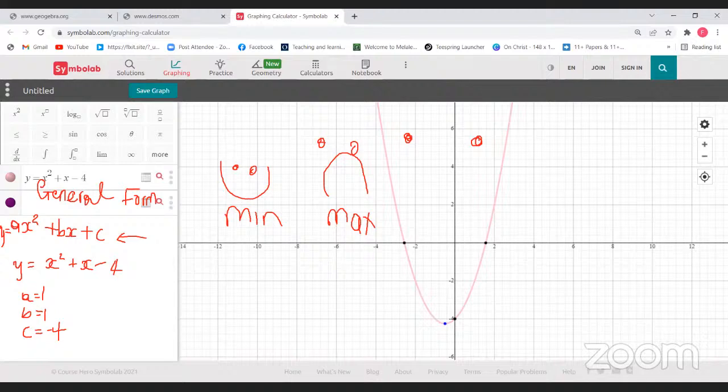A is positive one, right? Yes, miss. So since it's positive, then it's a minimum, and if it's negative, it's a maximum. So when you have negative people around, you're always frowning. When you have positive people around, you're always smiling. Make sense? Yes.